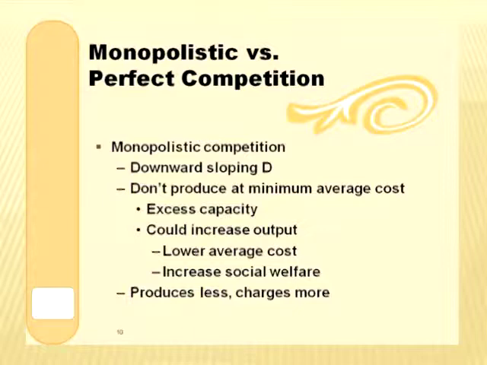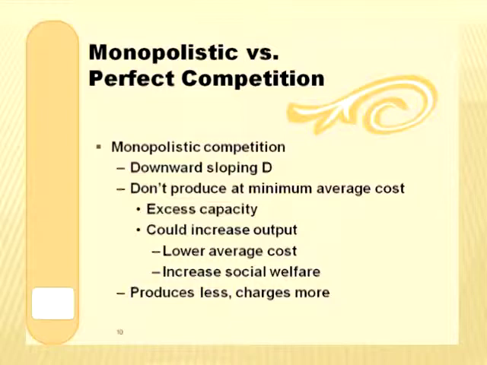Unfortunately, in the case of monopolistically competitive firms, they face a downward sloping demand curve, and so they don't produce at a minimum average cost. So what happens in these sorts of industries is they have chronic excess capacity. They would be able to produce more, and worse still, if they did produce more, they would produce all of the units at a lower average cost.